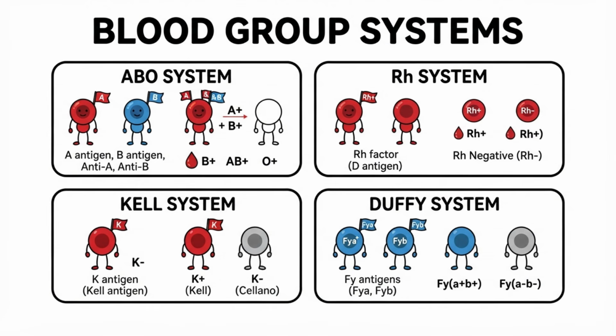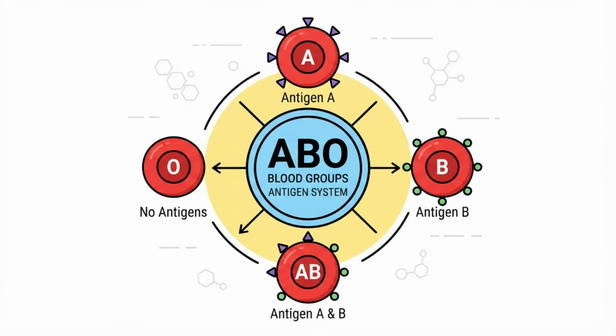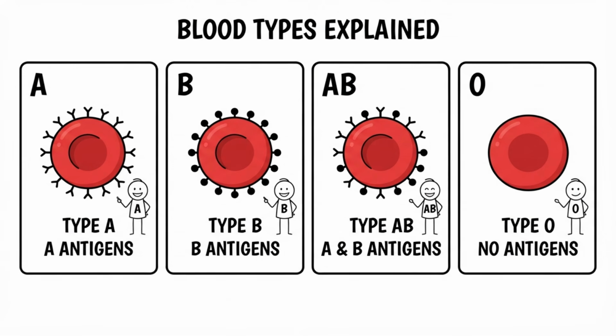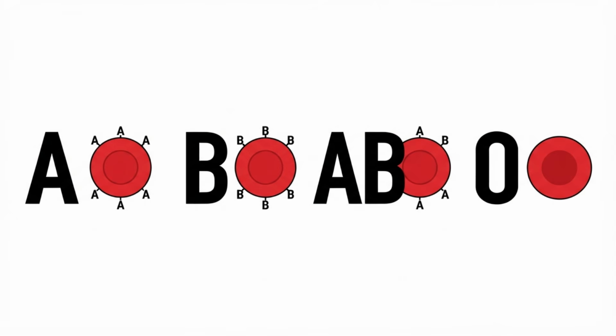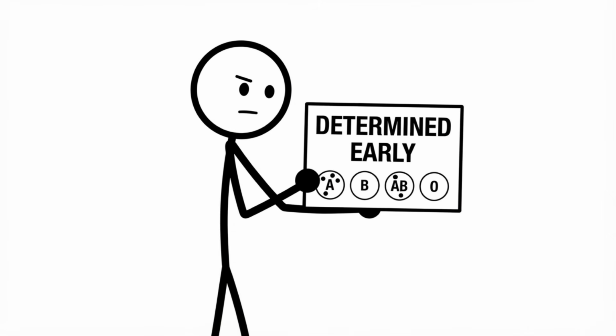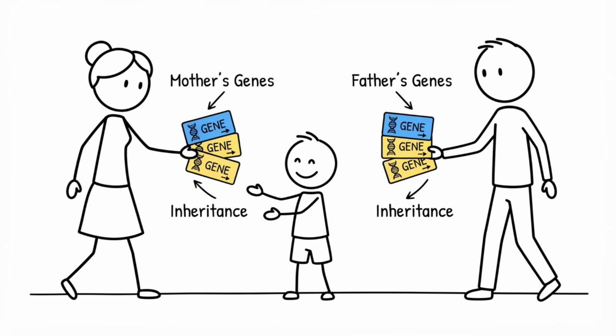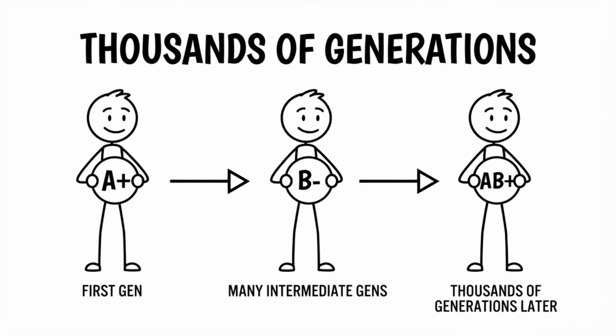There are several blood group systems, but the ABO system is the one most people know. It divides human blood into four main types: A, B, AB, and O. Your blood type is not chosen during your lifetime. It is determined by genes inherited from your parents. And the strange part is this: these differences have survived for thousands of generations.